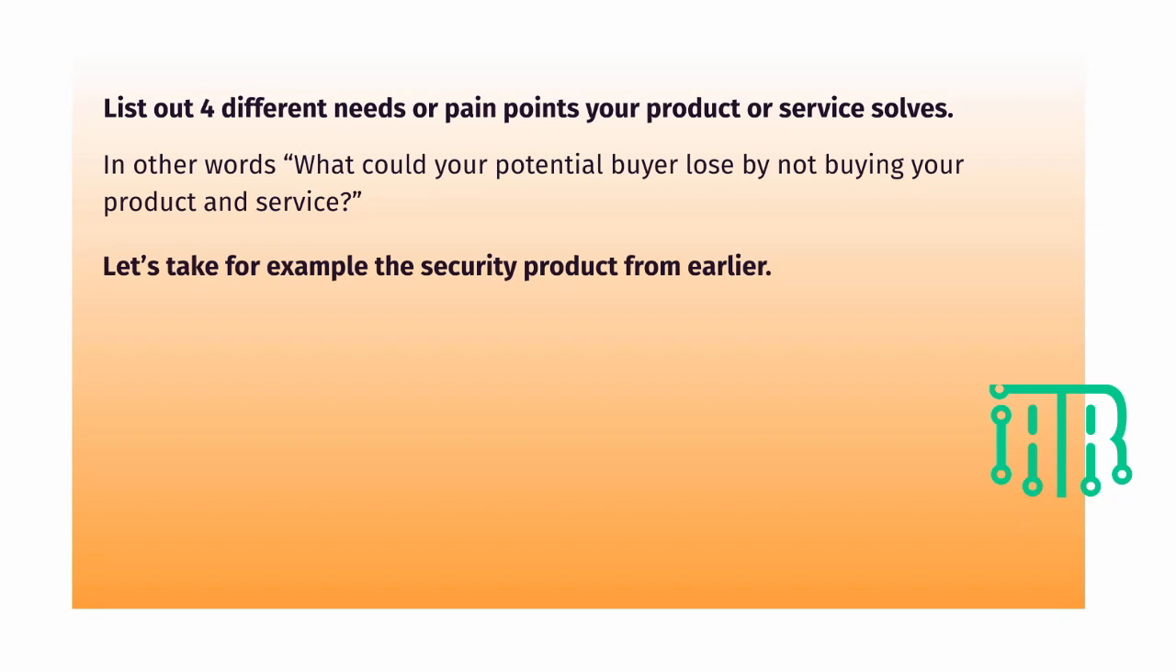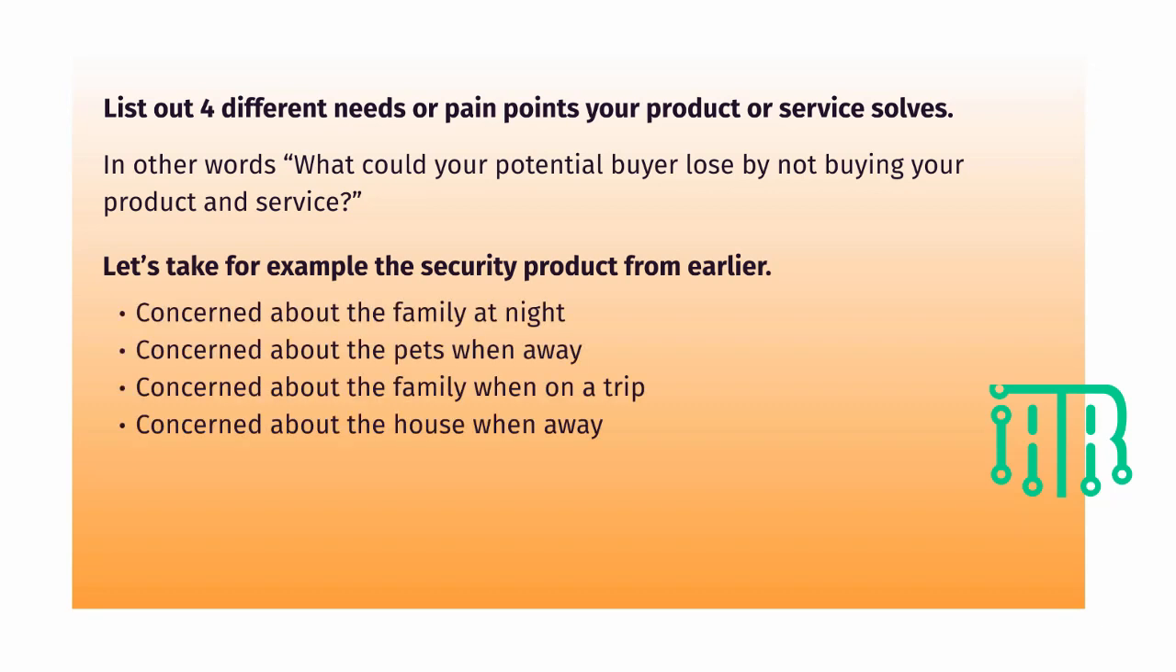Let's take, for example, the security product from earlier. So if we write down the 4 different needs or pain points that a security product in general would solve, we would know number 1, it would solve that anxiety and that fear and that concern about the family at night. Concern about pets when they're away. Concern about family when they are on a trip or anyone that's away. Concerned about the house when they are away. So those are just 4 of the pain points that everybody most likely feels.